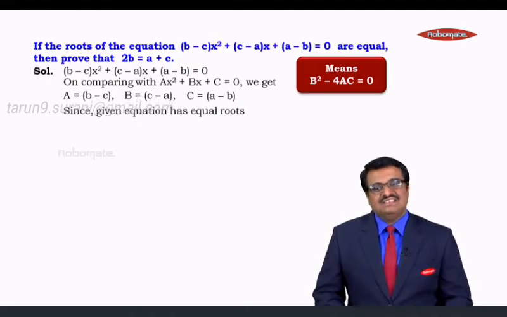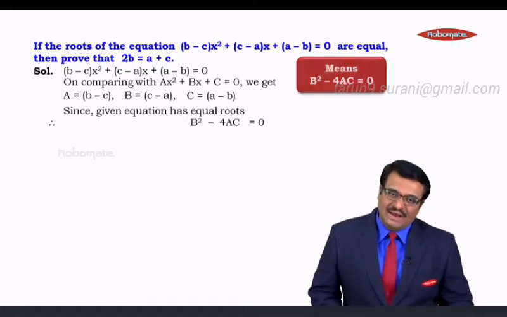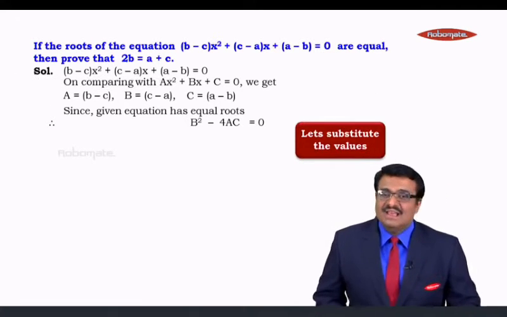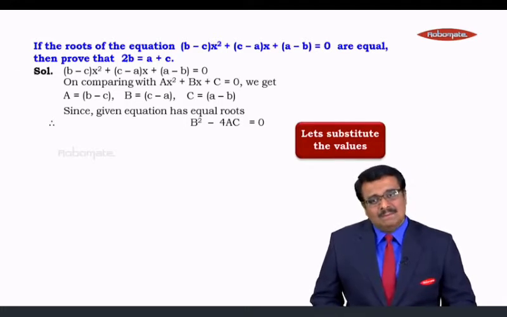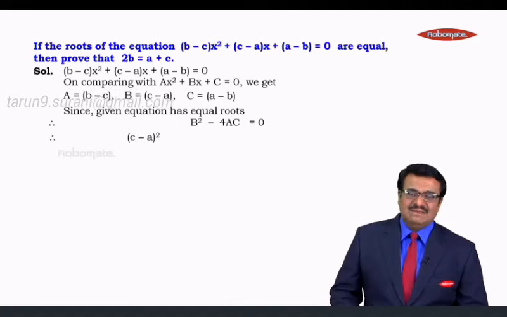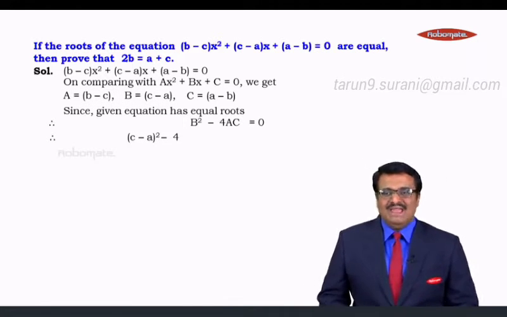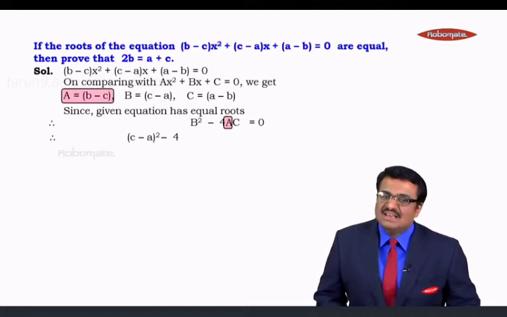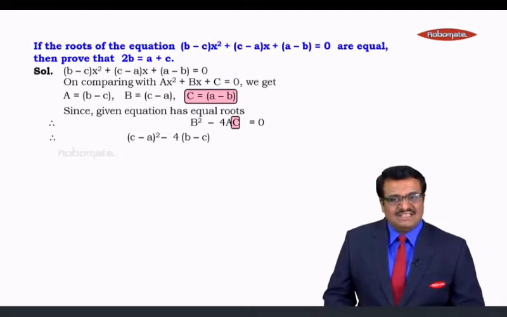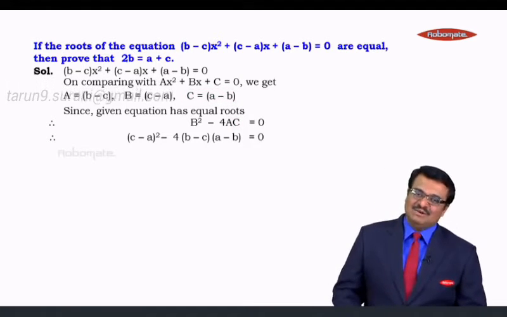Since the given equation has equal roots, B square minus 4AC is equal to 0. Let us substitute the values of capital A, capital B and capital C that we know. B is c minus a, so B square means (c minus a) the whole square, minus 4 into A. Capital A's value is b minus c, so in place of capital A we will write b minus c, into C. Capital C's value is a minus b, so in place of capital C we will write a minus b, is equal to 0.